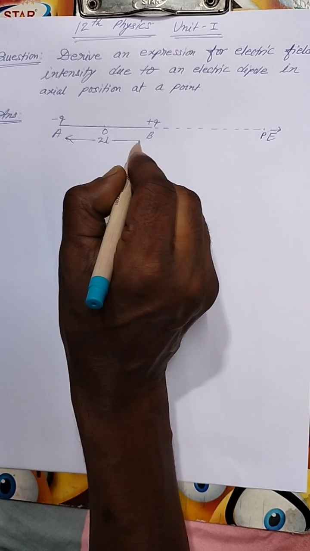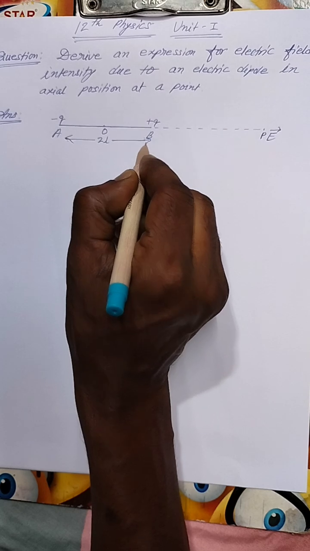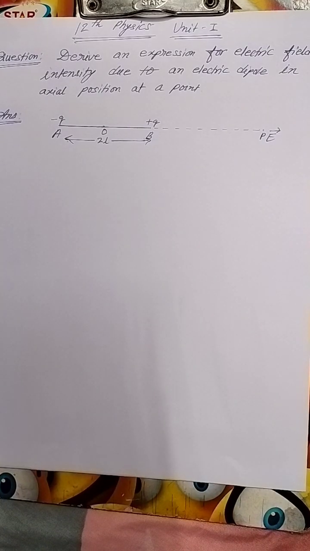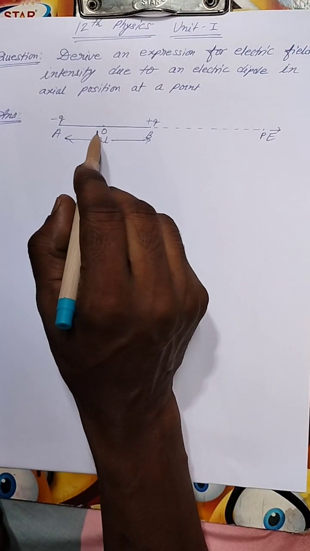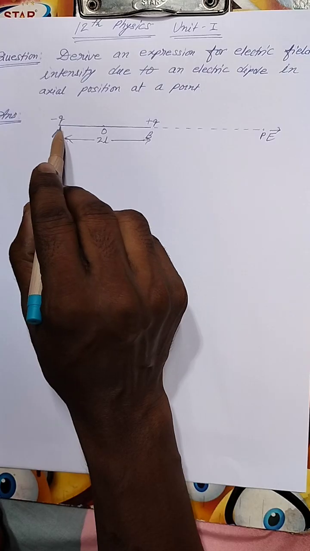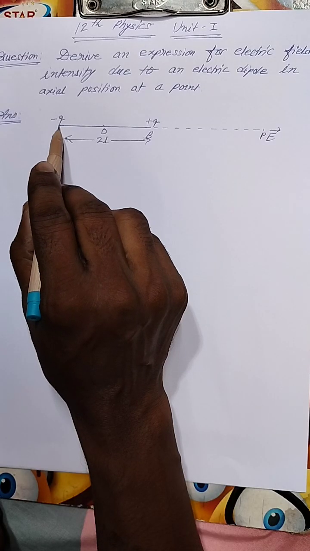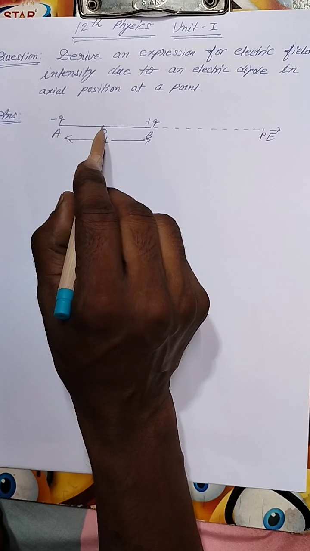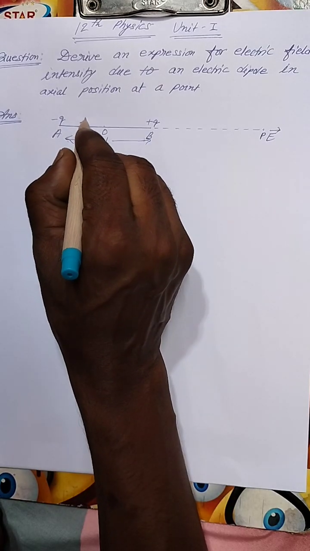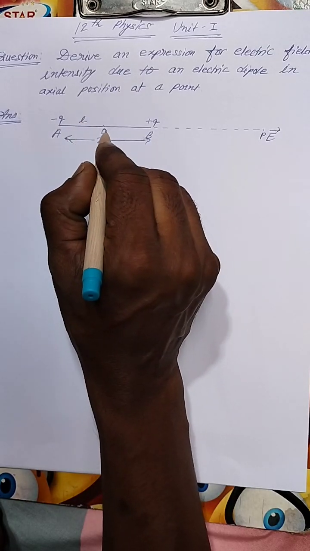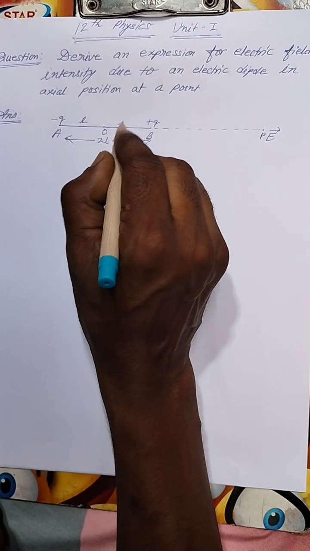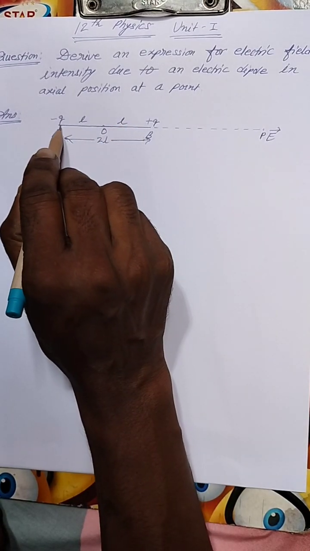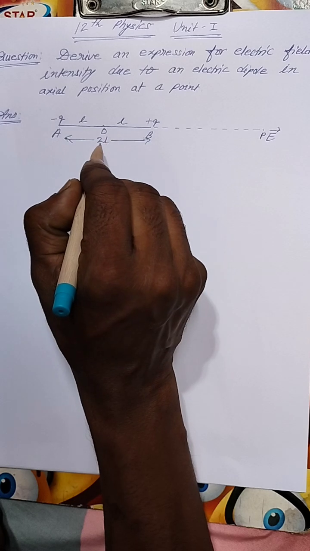We should consider the length of the dipole every time as 2L. So we can say the distance from A to the middle point O is L, and the distance from O to B is L. So the total length of the dipole is 2L.